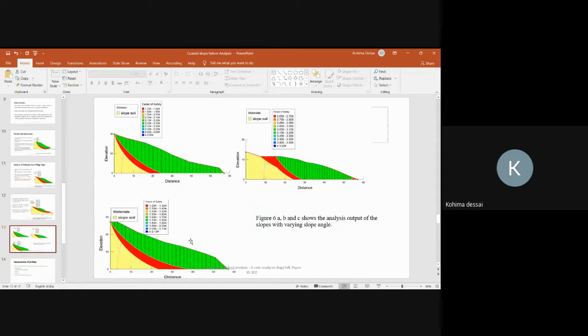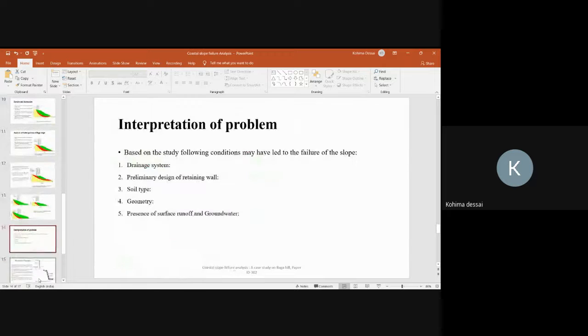The analysis was done taking into account the different slope angles, that is 13 degrees, 19 degrees and 25 degrees. As we increased the slope angles, the factor of safety decreased. Hence, we can infer that the steeper the slope, the more vulnerable it is to failure. After the proper study of the analysis, the following interpretations were made, which may have led to the failure of the slope and the retaining wall.